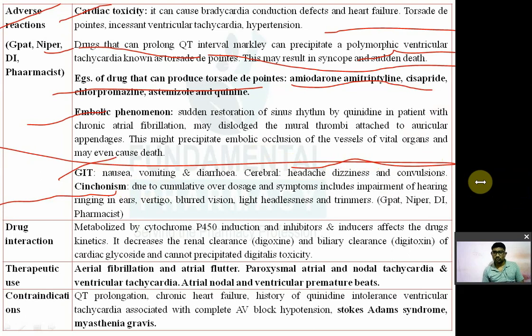Okay, so they damage the cranial nerve causing hearing impairment. Hearing impairment, ringing in ears, vertigo meaning dizziness, blurred vision, headlessness, meaning forgetting whether you have a head or not, tremors, and because of vagolytic action it can cause dryness of mouth.